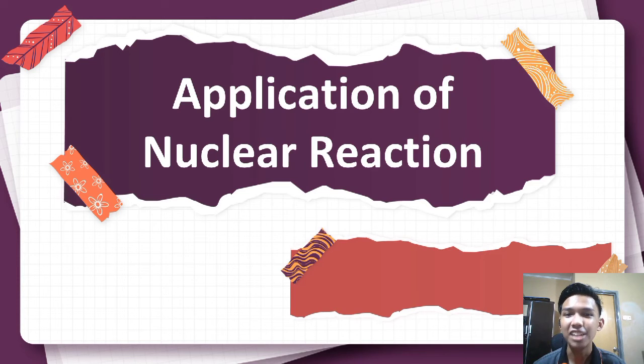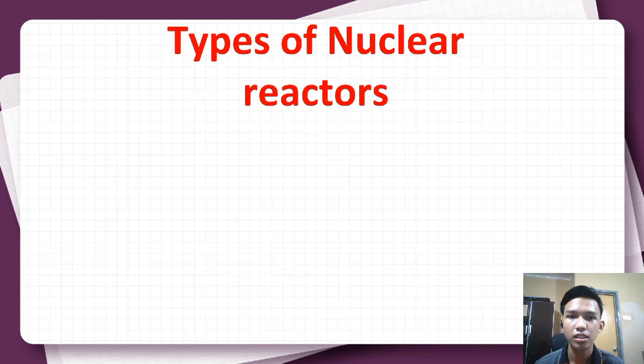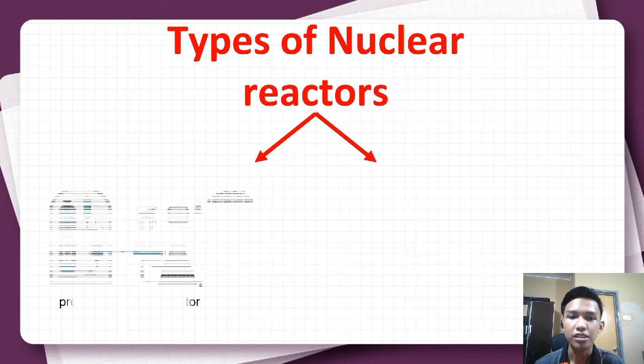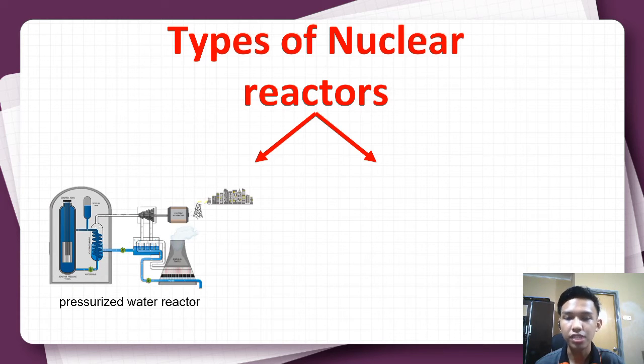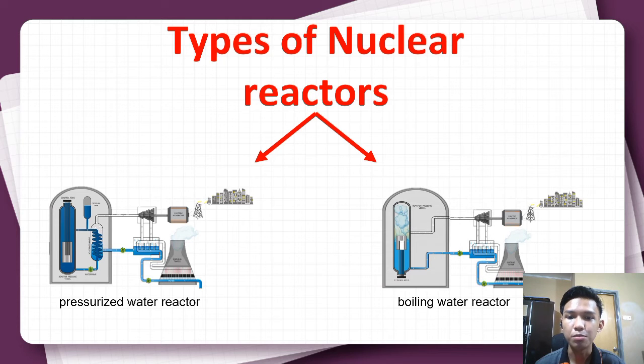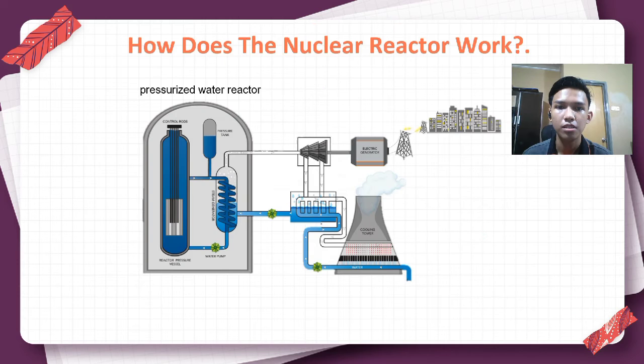Now, let's see the application of nuclear reaction. And of course, the nuclear reactors are the application of the nuclear reactions. There are two types of nuclear reactors. The first one is the pressurized water reactor and the second one is the boiling water reactor. But the question is, how does the nuclear reactor work?